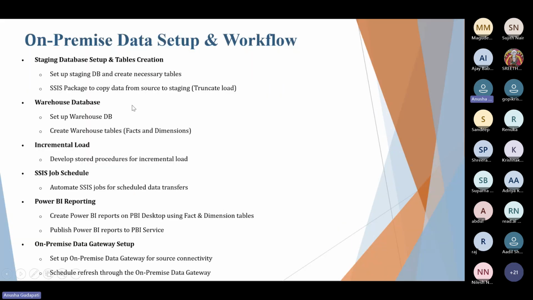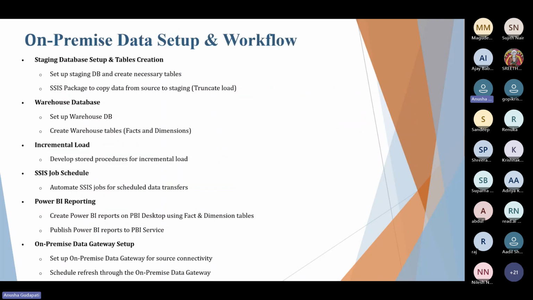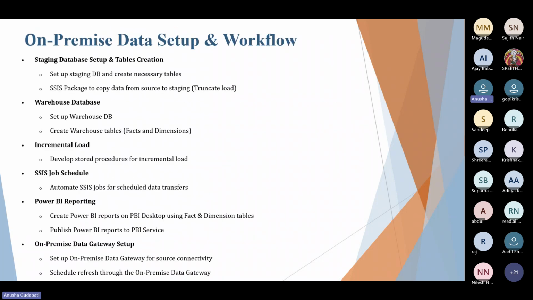I'm going back to the slide to give you a short overview of what the demo has covered so far, and to understand the basic difference between an on-premises data setup and a Fabric data flow setup. What happens on-premises? You have your staging, then a warehouse, you do the incremental load, you run the SSIS job, you schedule the ETL refreshes, then you have Power BI reporting, and then an on-premises data gateway setup, which is the last thing. Post that, you schedule your refreshes.